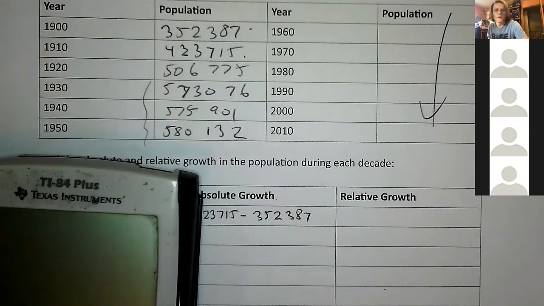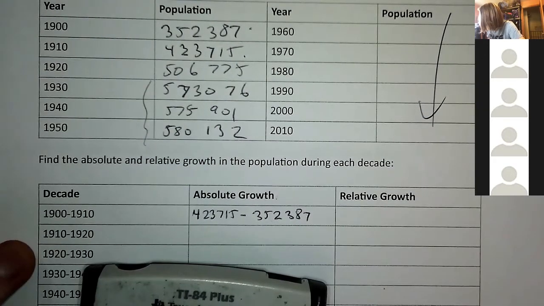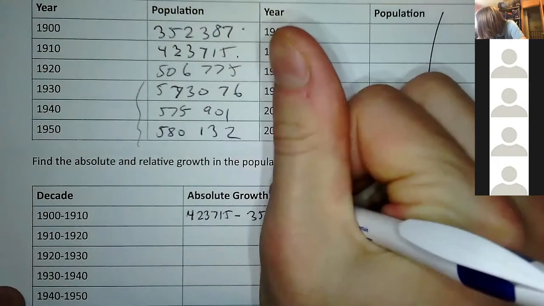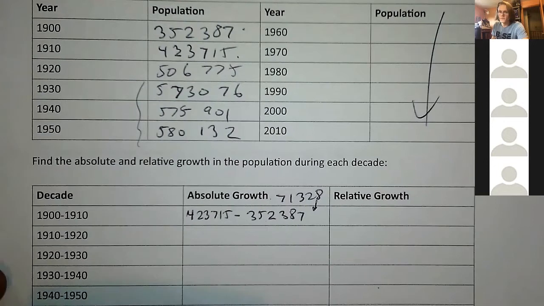For me anyway, let's see. So I get 423,715 minus 352,387. So I get 71,000 and some change. 71,328. Right. So that's that.